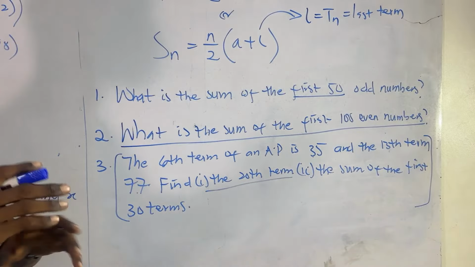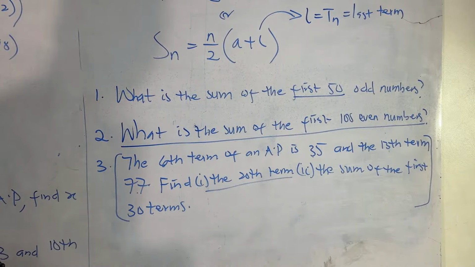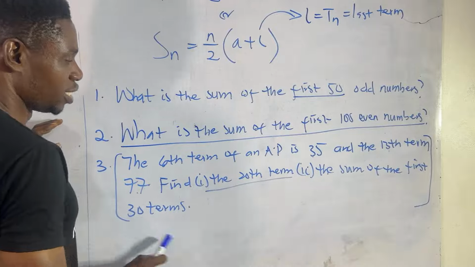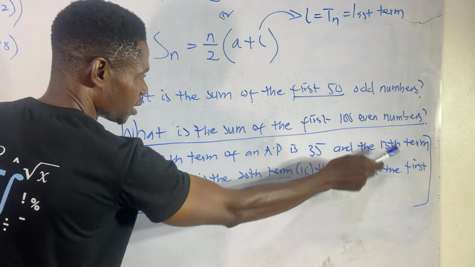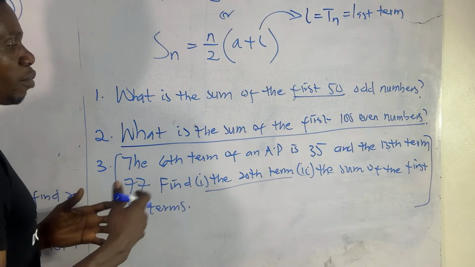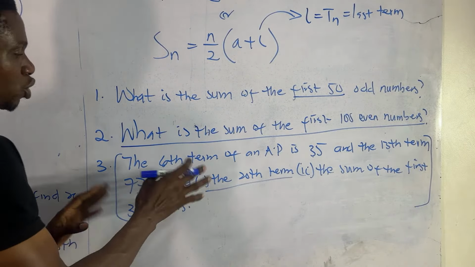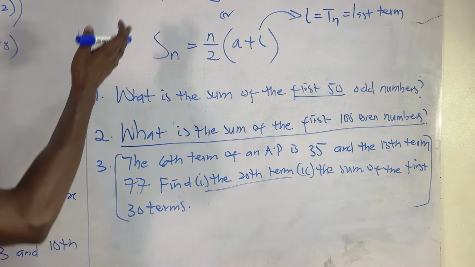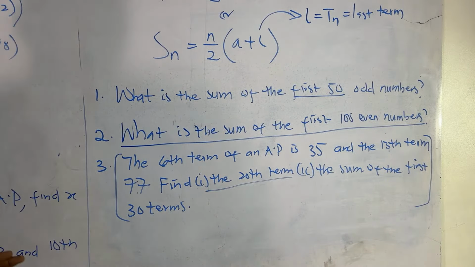In that case, we did the 21st term, if you can remember. So the sixth term, T6, is a plus 5d. The 13th term is a plus 12d. Find your a and d first using that simultaneous equation I explained. With that, you can find the 20th term, and then you can find the sum of the first 30 terms. So I'm still here waiting, and I'll be monitoring your answers.